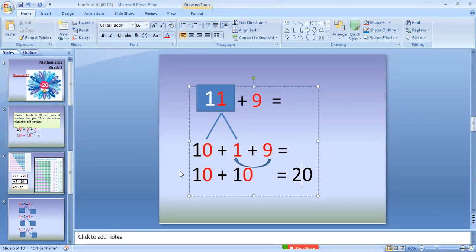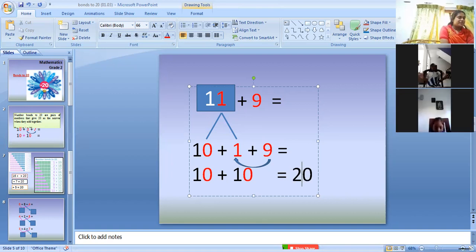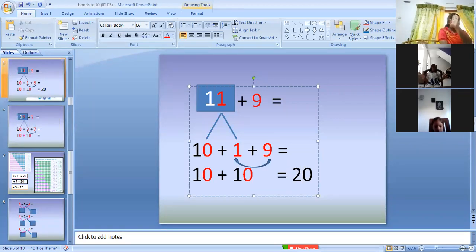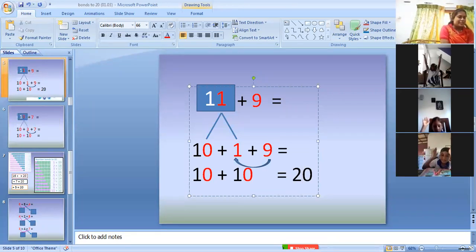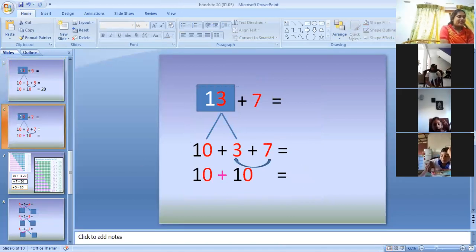Is this clear? Is this clear for you all? If yes, please raise your hand. Yes, yes, yes. Yes, yes. Very good. Okay, now I will explain one more example, right?